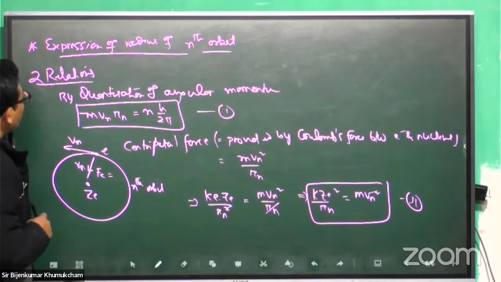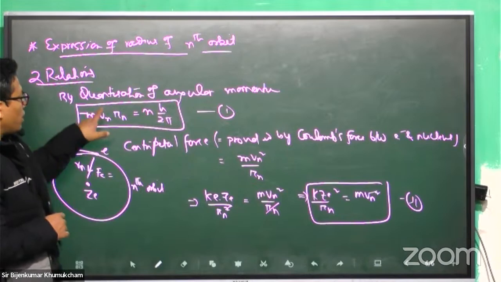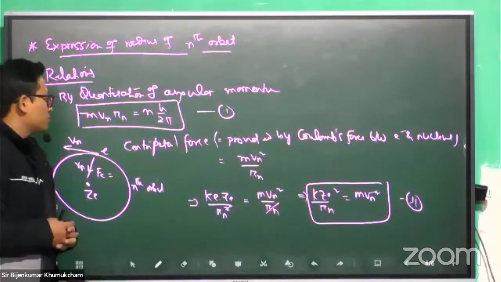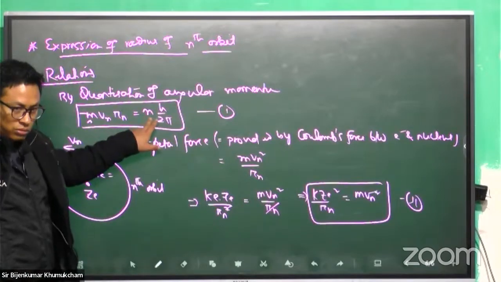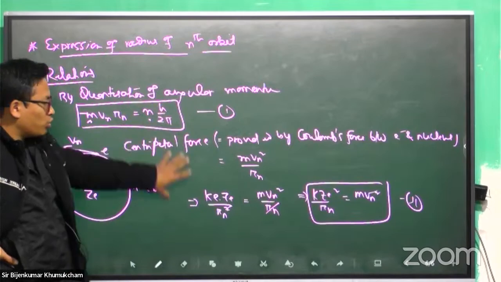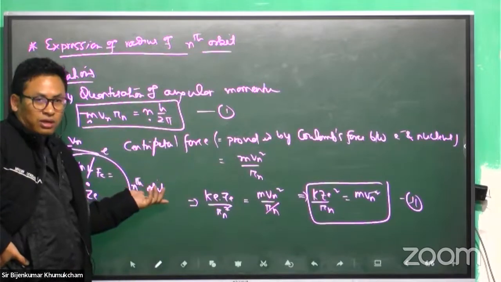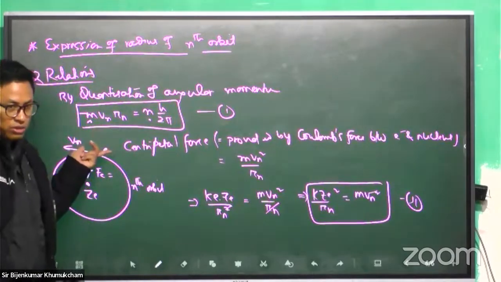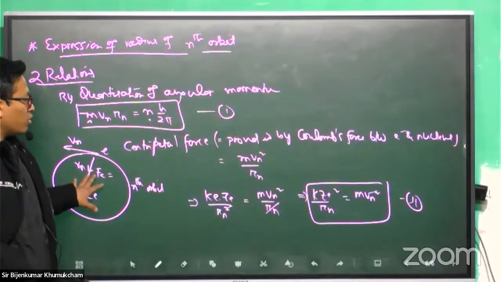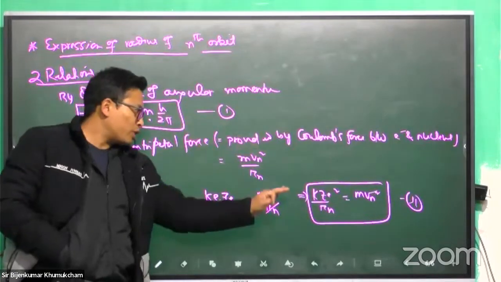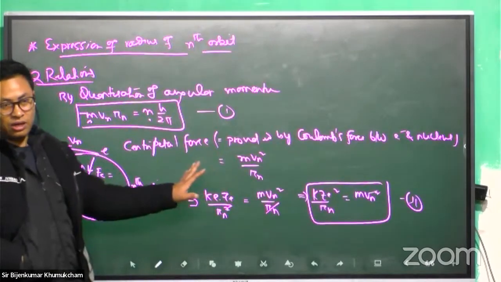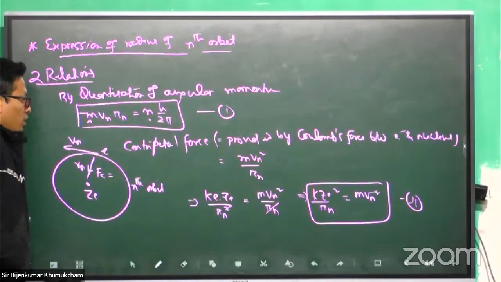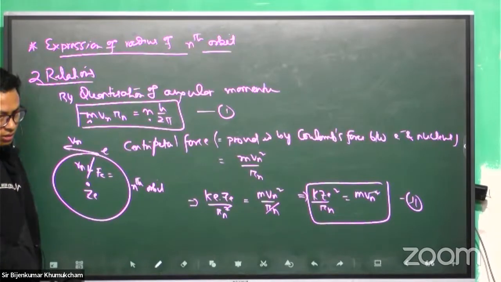Now we can find the radius using these two expressions. How many variables do we have in equations 1 and 2? Mass, n, h, 2 pi are constants for a given orbit. The variables are v_n and r_n. When you change n, these two values will change. We have two equations and two unknowns, so we can easily solve for v_n and r_n. We will solve it later.